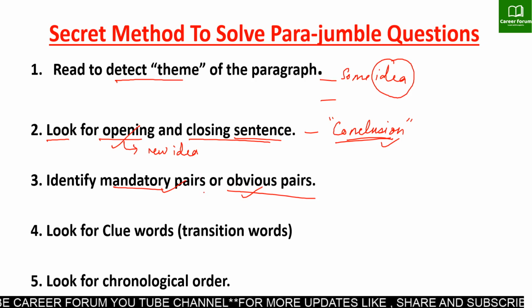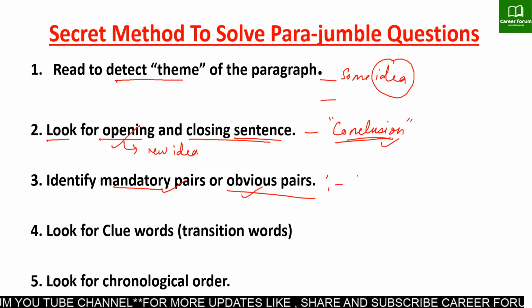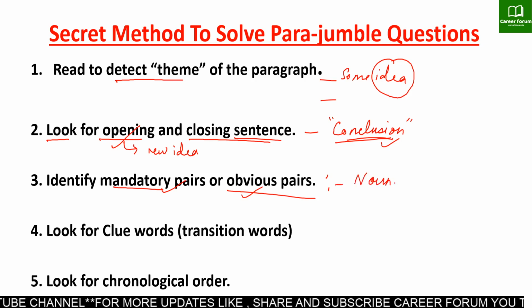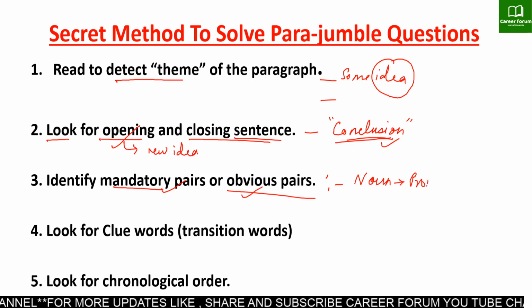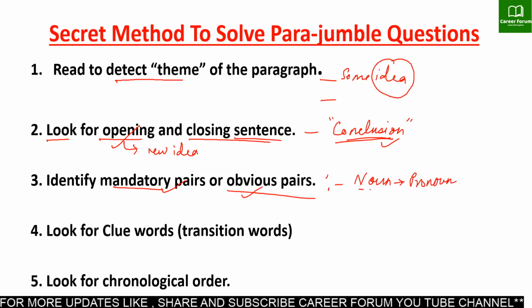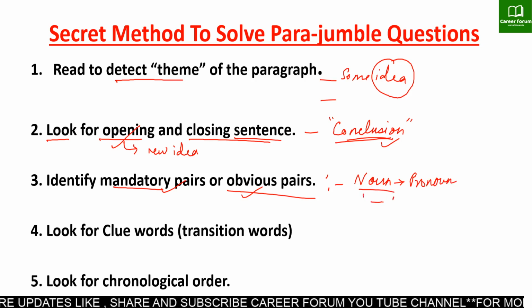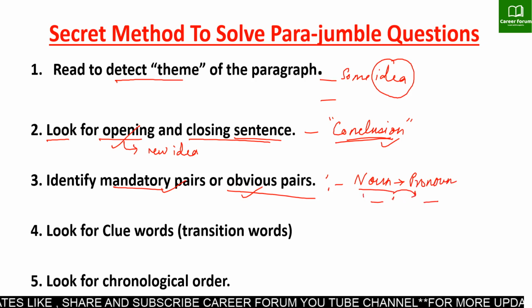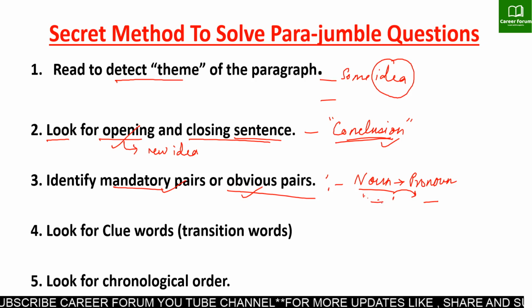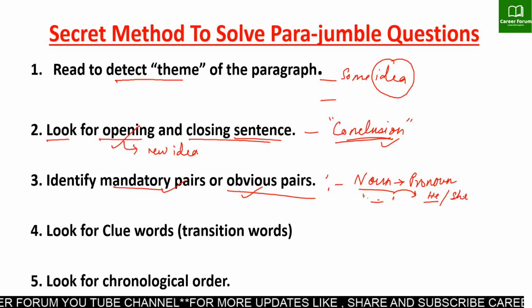What should be the mandatory pairs? Let me explain. If there is a noun, it must be followed by a pronoun. Suppose there is the name of a person, like Mr. Sharma or Mrs. Karuna Sharma, then it should be followed by a pronoun, either he or she. Clear? Whatever the pronoun, it needs a noun. So this is the mandatory option.